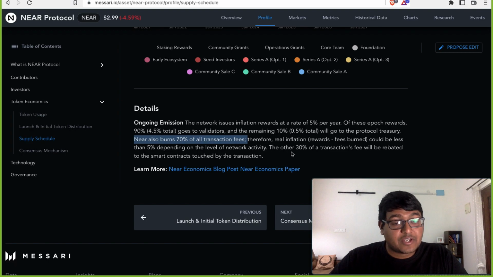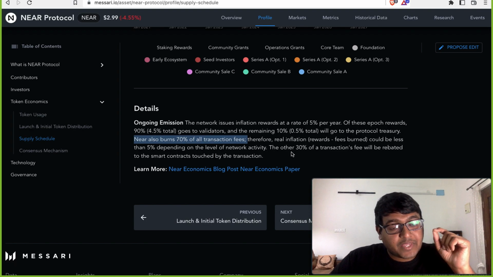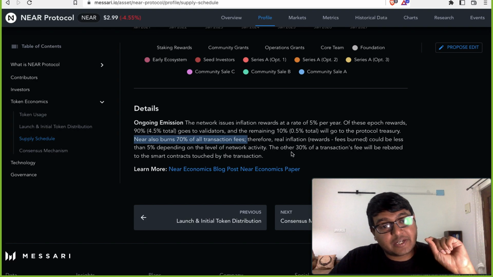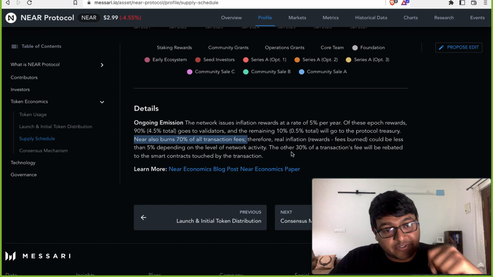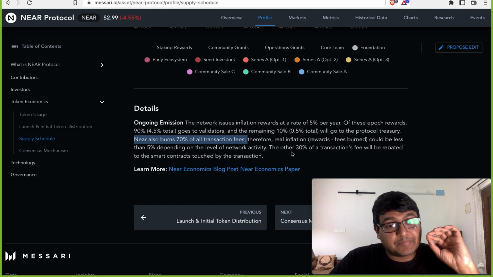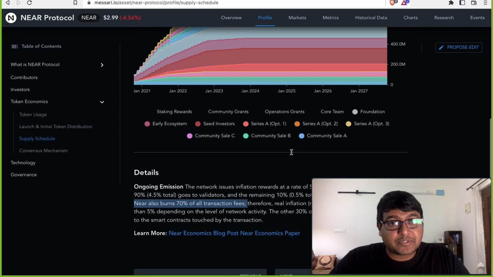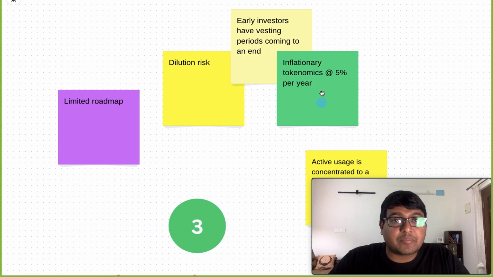network level activity. However, it also means that while it is not entirely at 5%, there is still an inflationary angle to it. That means your investment into Near will continuously degrade by a few percentage points every single year, given that the demand remains constant. So that's something that you need to really keep in mind.